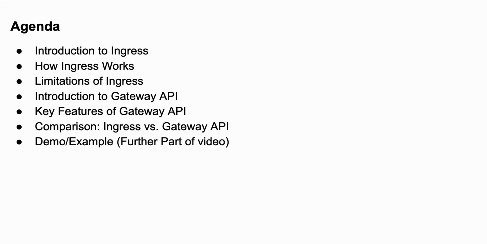So let's see what is the agenda of today's video. First, we will get an introduction to Ingress. Then we will learn how Ingress basically works, and then the limitations of Ingress. Then we will learn a new topic, which is the introduction to Gateway API, because Gateway API is implemented in the recent version of Kubernetes, and it has much more capabilities than Ingress.